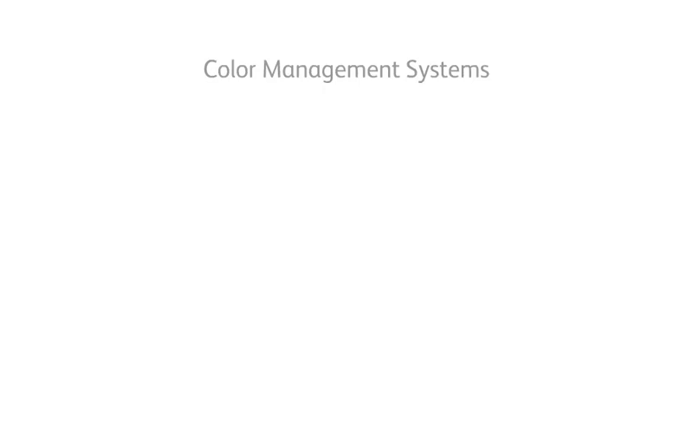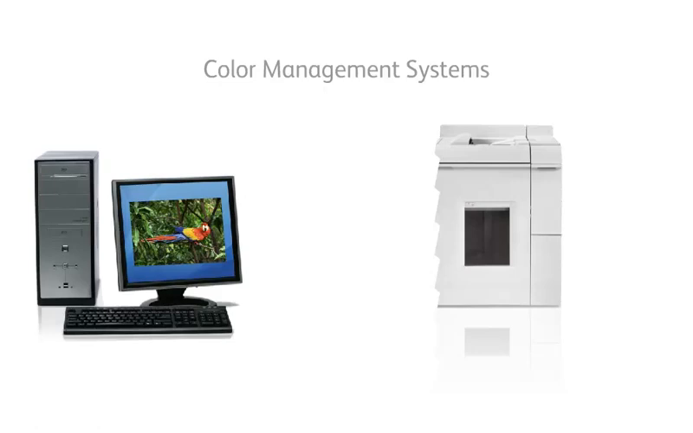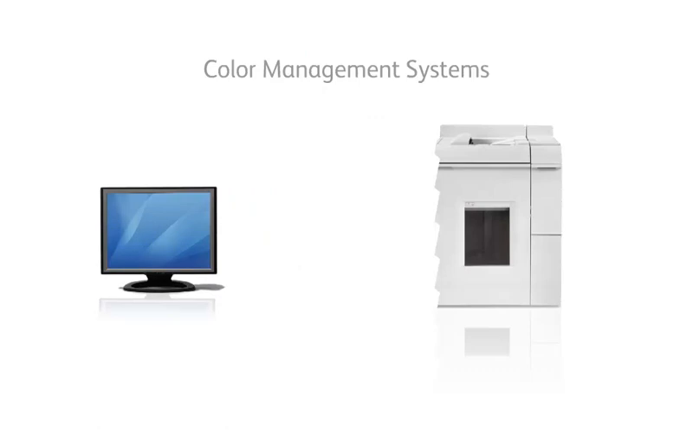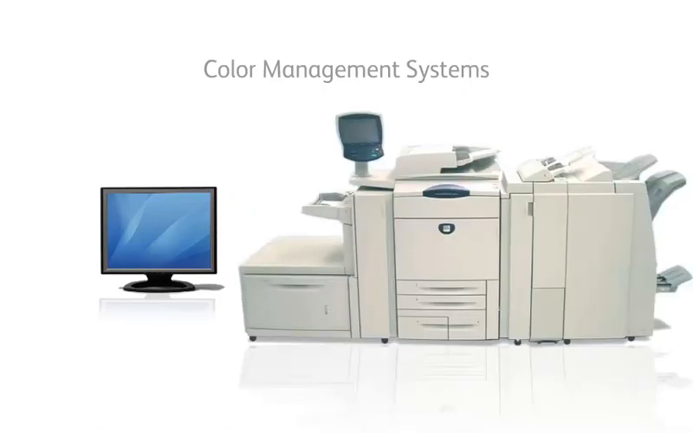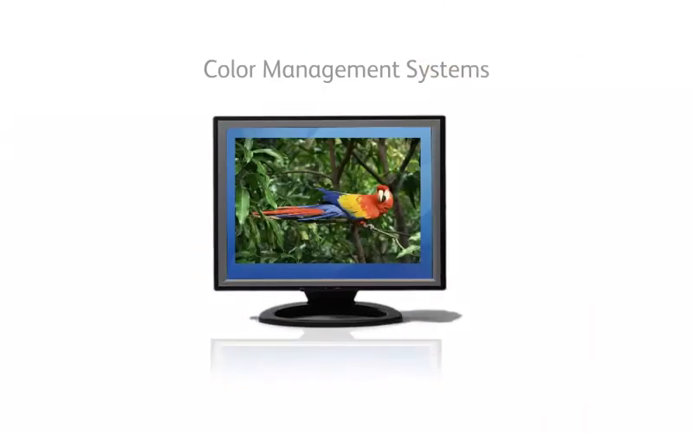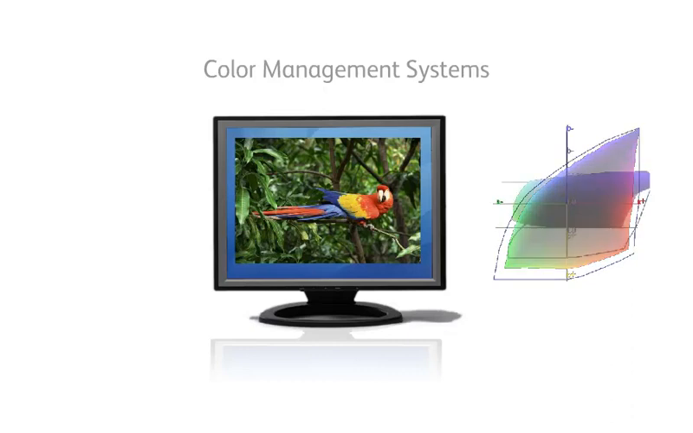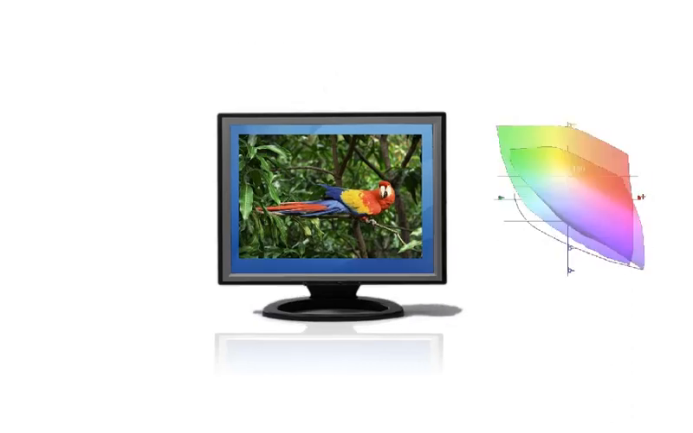CMSs are software applications that help us to do the job of color management. A CMS coordinates the device profiles of many different devices so that color is reproduced on screen or in print in a consistent way. It adjusts the color of an image on a monitor to approximate the corresponding color within the gamut of the output device. To do this, a CMS depends on device-independent color models.